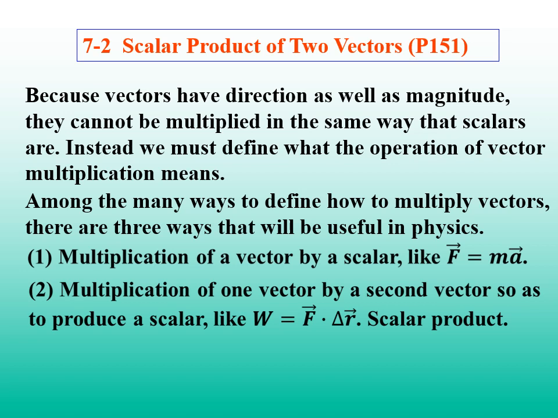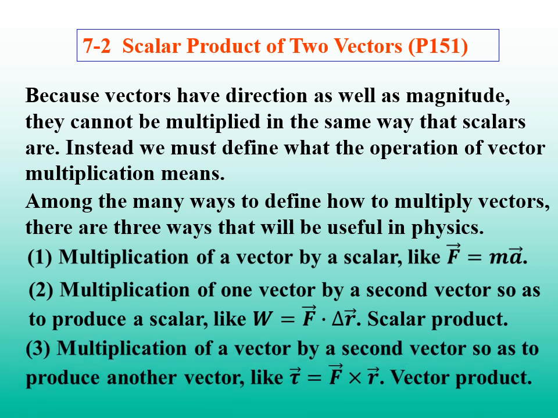2. Multiplication of one vector with another vector so as to produce a scalar, like work W equals force F dot product with displacement. 3. Multiplication of one vector with another vector so as to produce another vector, like the torque tau equals force F cross product with R, which we are going to discuss in a later chapter.